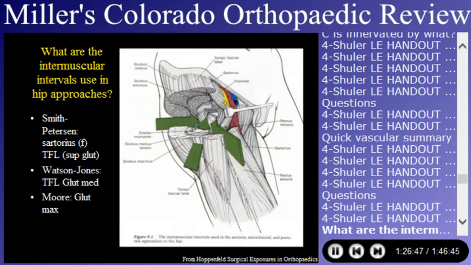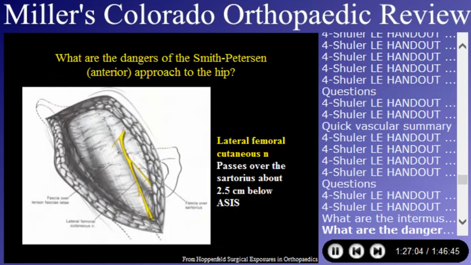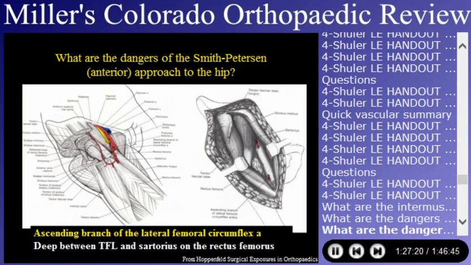Intermuscular interval is used in hip approaches. This is a summary diagram from Hoppenfeld. We'll go over that. Smith-Petersen is now through the sartorius, femoral nerve, and the tensor fasciae lata, superior gluteal. Watson-Jones, tensor fasciae lata and gluteus medius. And Moore goes right through the gluteus maximus. Danger of Smith-Petersen approach, and this is directly from Hoppenfeld also. First, lateral femoral cutaneous nerve, 2.5 centimeters below the ASIS, directly over the sartorius. Next, ascending branch of the lateral femoral circumflex artery. And that's the one you actually ligate, shown here in the diagram, directly from Hoppenfeld's.